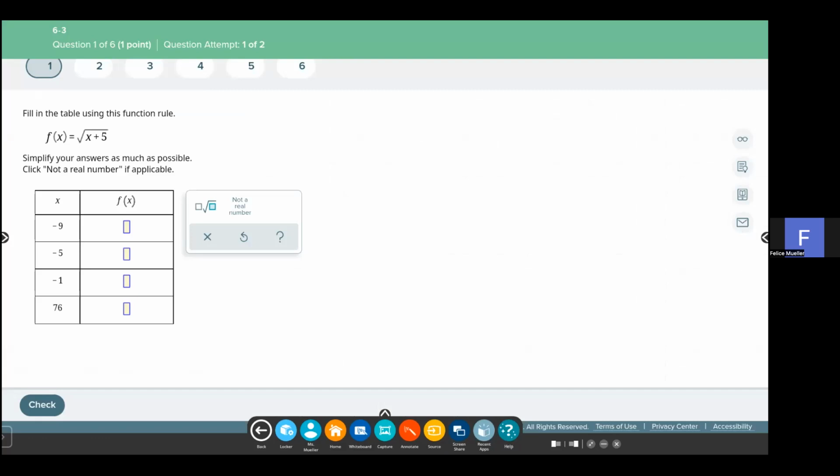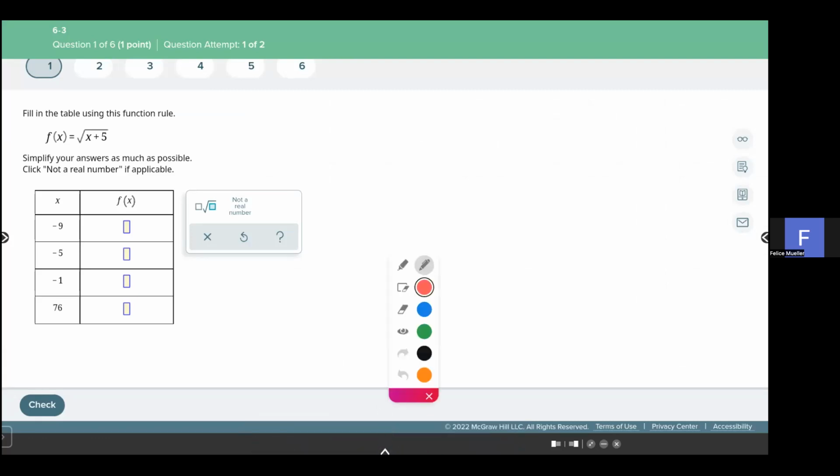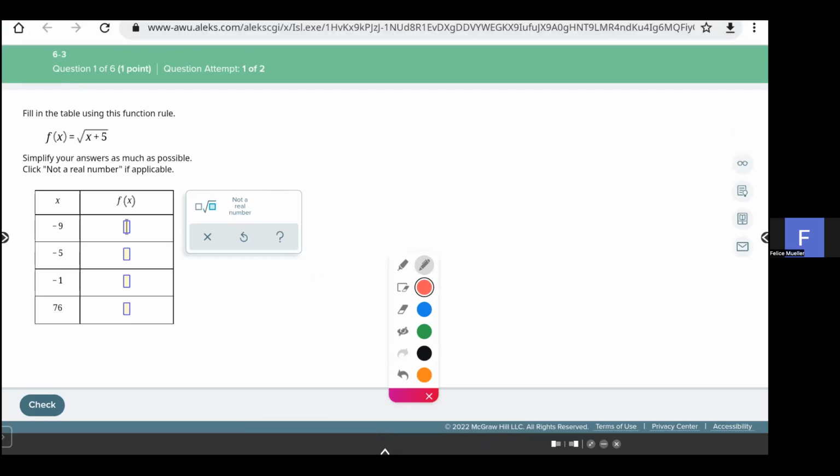So I would graph this, pull up the table and find out what it is. If it says UND or undefined, you're gonna pick not a real number. So I'm just gonna take the square root of -9 plus 5. Oh, I'm sorry. Square root of -9 plus 5. This gets me square root of -4. This is not a real number. So we're gonna put not a real number.